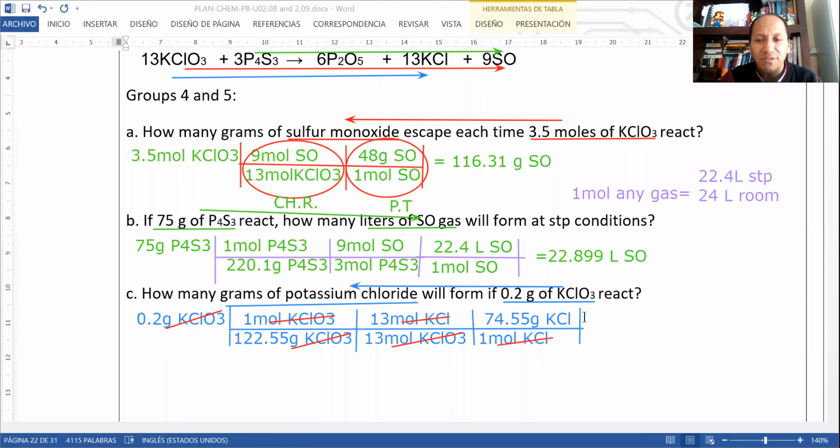You insert those values into the calculator. You should put something like 0.2 times 13 times 74.55 divided by, open parentheses, 122.55 times 13, close parentheses, and then equals. Remember that. It says 0.122 grams of KCl. Always put the units in the answers.